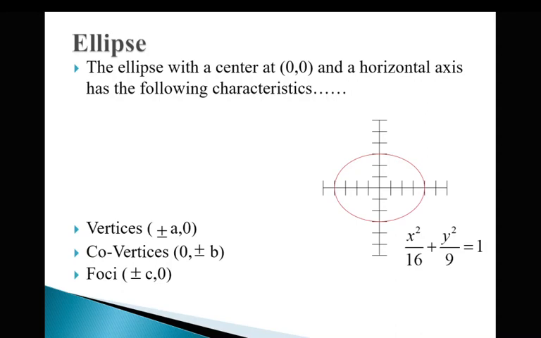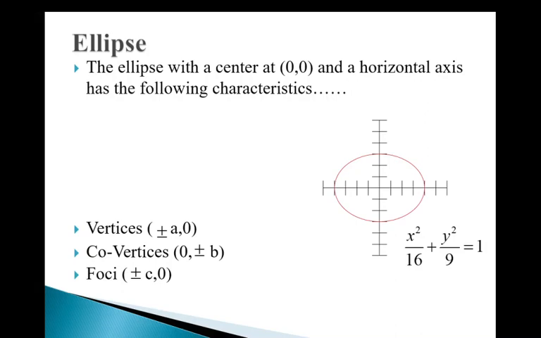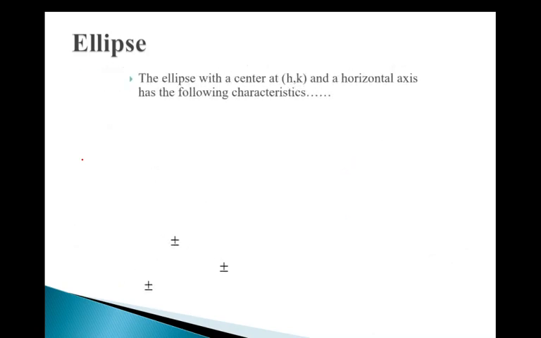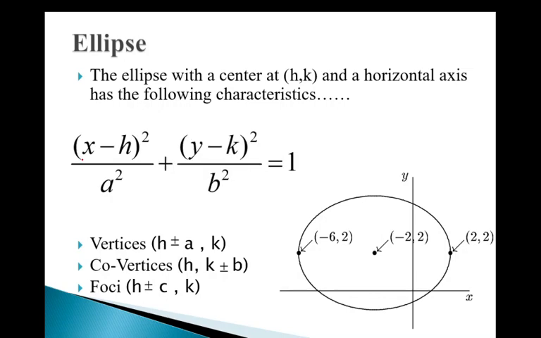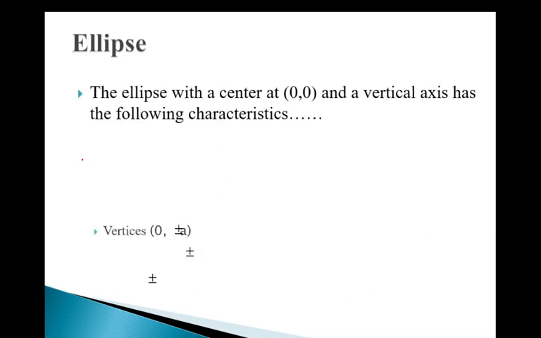Now, if your center is not at the origin, then we have our h and k added in. So if you have h and k, like this one, again, it's horizontally major because a squared is under my x. But now my center's at a different spot, and that's our vertical and horizontal shift, h and k. Now, a vertically major ellipse looks like this.